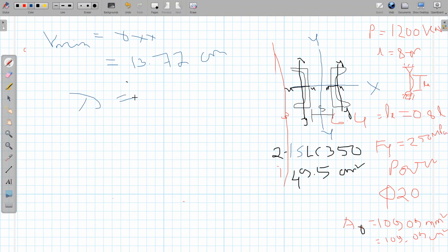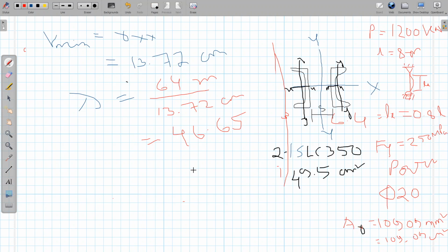Lambda value, already we know, is the effective length divided by R minimum. That is written as 6.4 meter divided by 13.72 centimeter, and if you convert the unit, this value comes out to be 46.65.